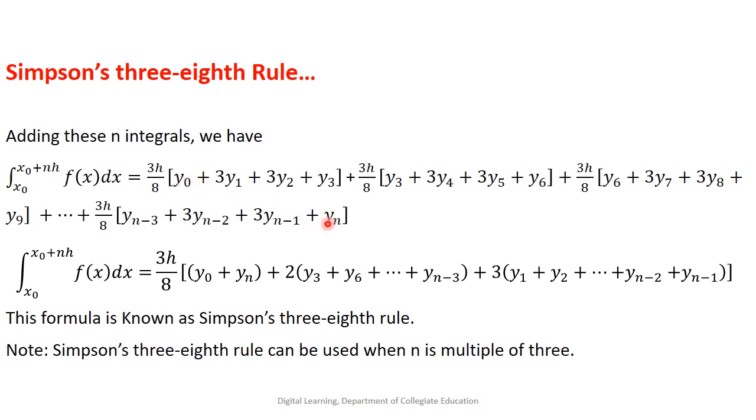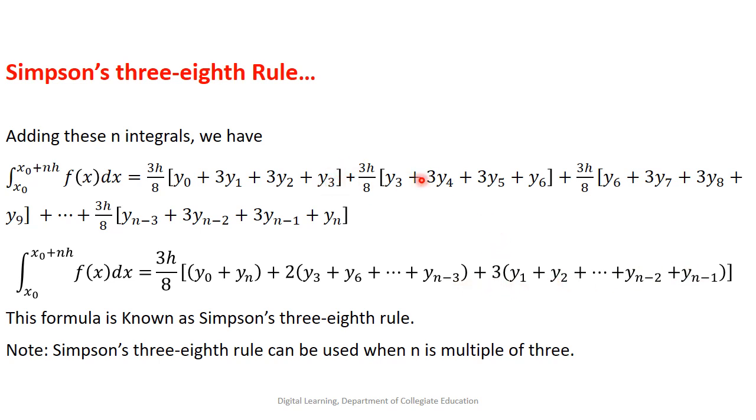Sum of first and the last term. Here you are finding these two terms only once, so I am combining here. And you can find 3y1, 3y2, 3y4, 3y5 like that. And I am combining all these multiples of 3 here. I am taking out 3 outside.